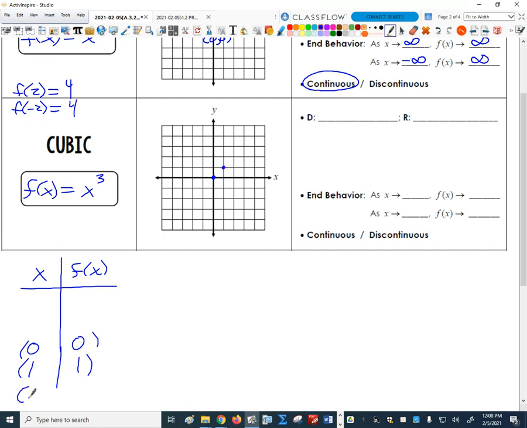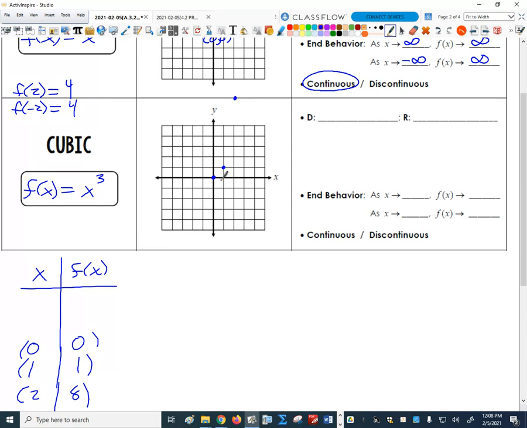What about 2? If I input a 2, what do I get back? Type it in chat. If I input a 2 into my function, okay, I'm seeing it. You need some more answers. What's the output if I input a 2 into my cubic function? Okay, good. It's 8, isn't it? Good. So over 2 up 8, unfortunately, that's off my chart, isn't it? So I'm going up 1, 2, 3, 4, 5, 6, 7, 8. So like way up there.